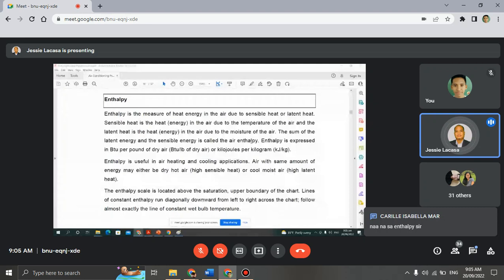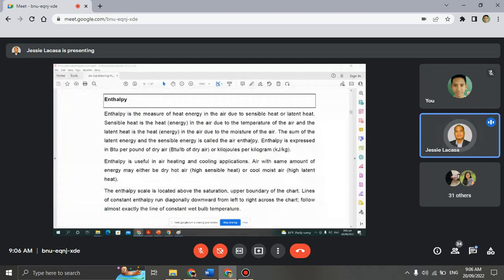Okay na, Mr. Opelinya? Okay, so enthalpy ta. So enthalpy, that is the measure of heat energy in air due to sensible heat or latent heat, no? Heat energy. So, saan na to pag-calculate sa heat energy nga gikinahanglan na to, no? During sensible heating or latent heating. So when we say sensible heat, that is the heat in the air due to the temperature of the air, and latent heat is the heat in the air due to the moisture of the air.